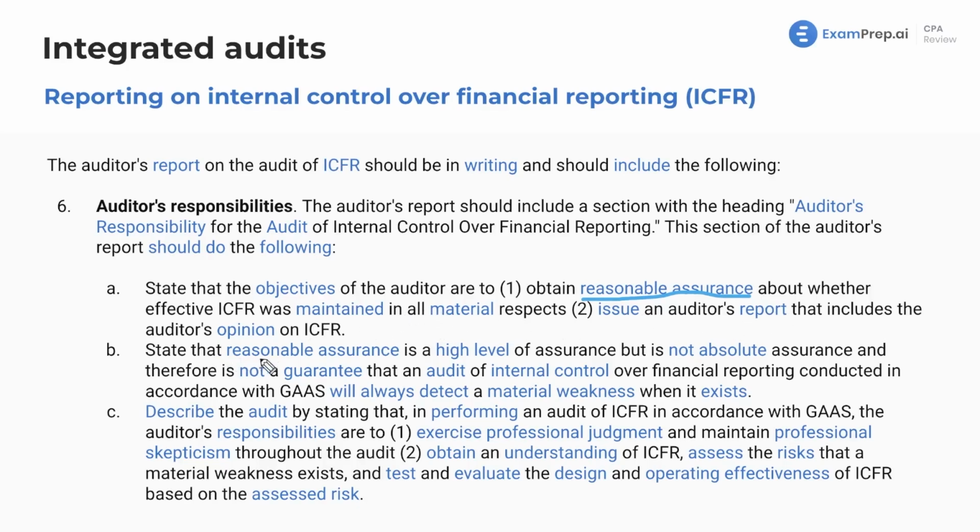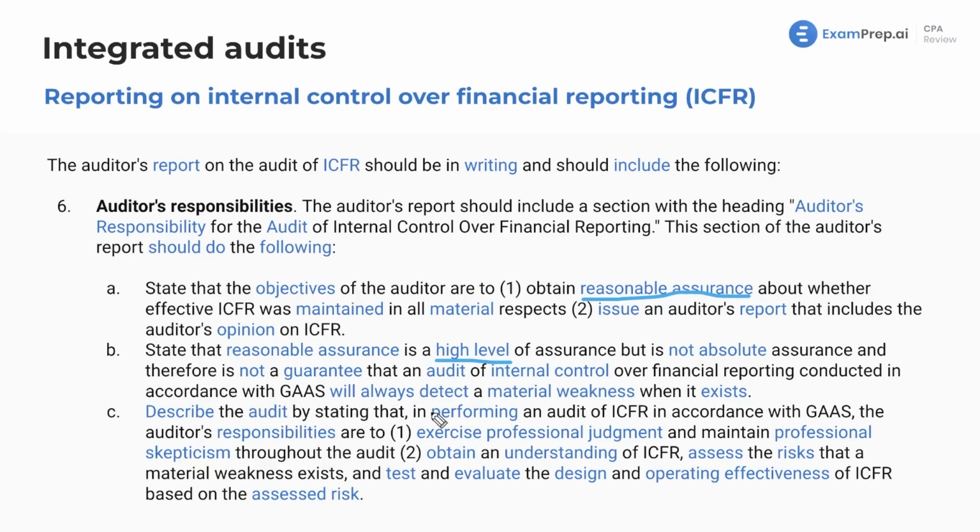We need to state that reasonable assurance is a high level of assurance, but it is not absolute, and it's not a guarantee. We're covering our butts here, right? It's not a guarantee that it detected everything, basically saying a material weakness could still exist. It's likely that it doesn't if we're a good auditor and have enough resources, but we're again just covering our butts. We don't want to not detect something and then get in trouble for it. That would not be ideal.